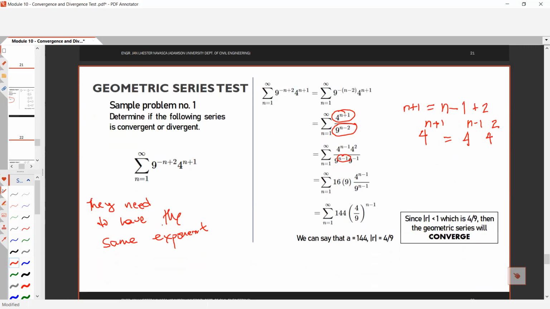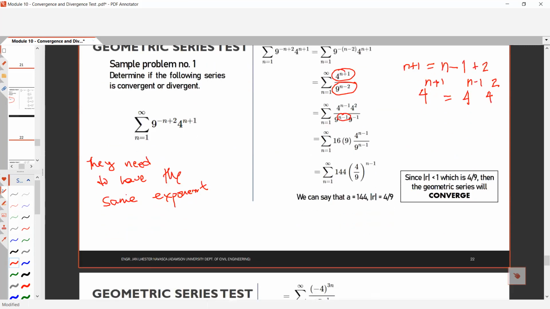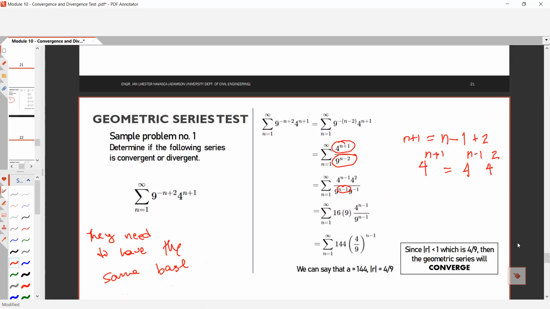Okay? So, they need to have the same base para mapagsama mo sila. Sorry. This should be, they need to have the same base para mapag-combine mo sila. Okay, sorry. So next one, this one.